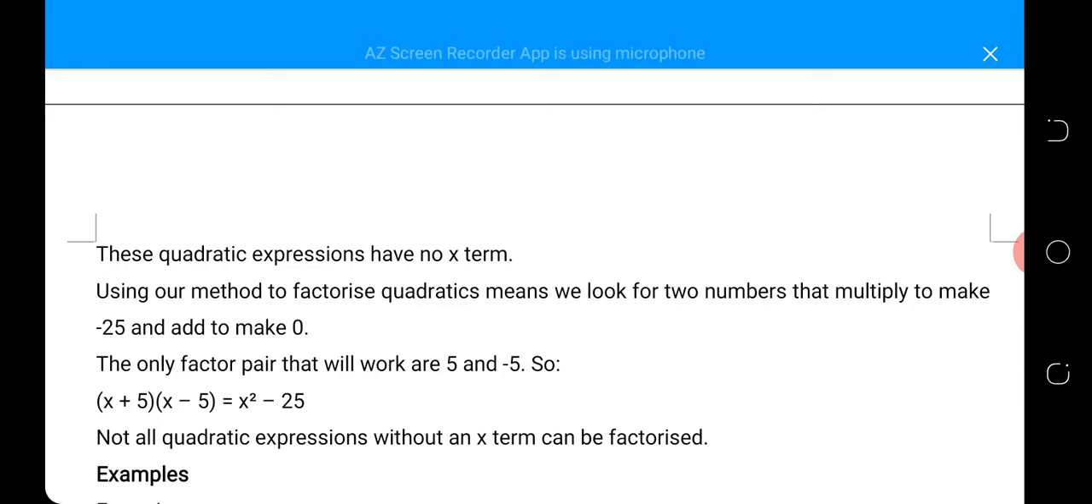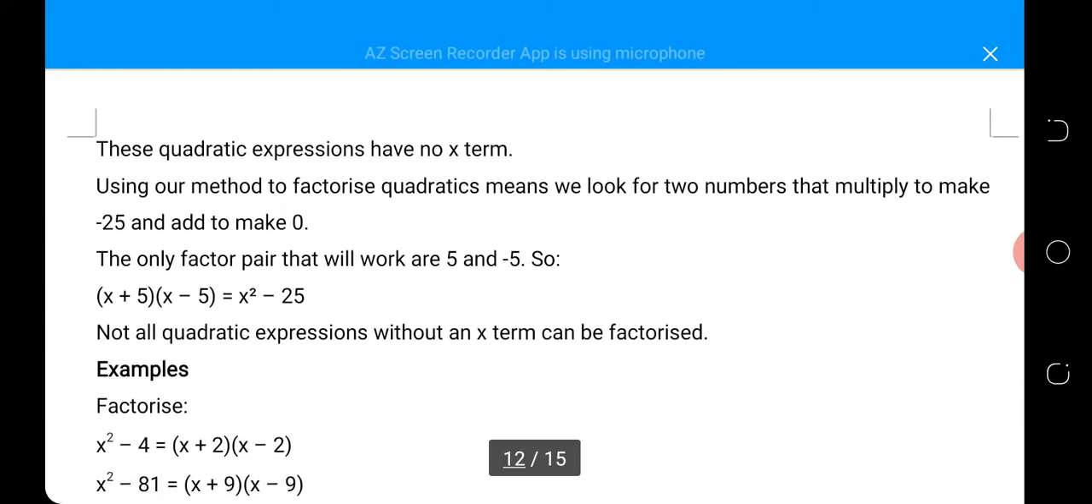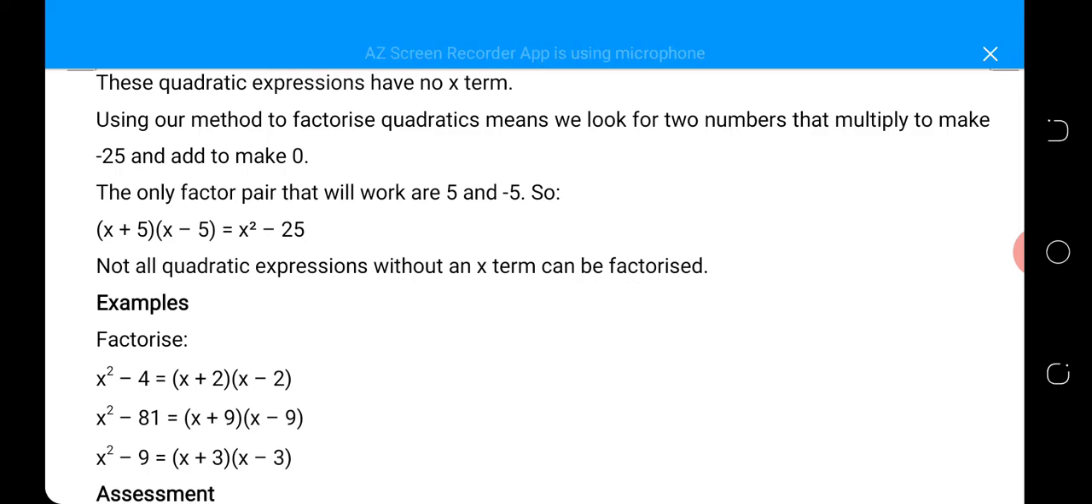So the factors of x squared minus 25 is going to be bracket open x plus 5 bracket close, another bracket open x minus 5 bracket close. Note, not all quadratic expressions without an x term can be factorized. You have to be careful.